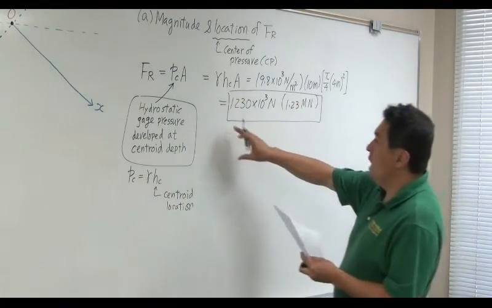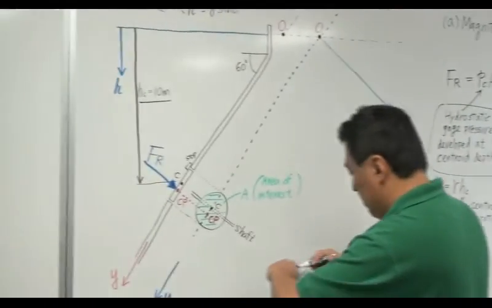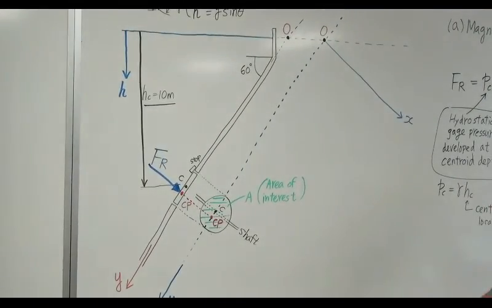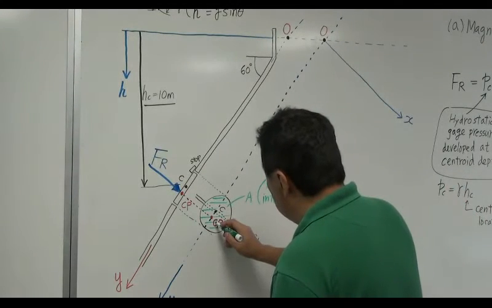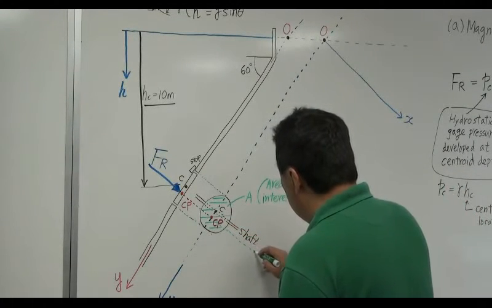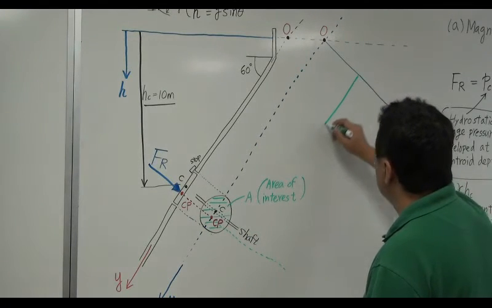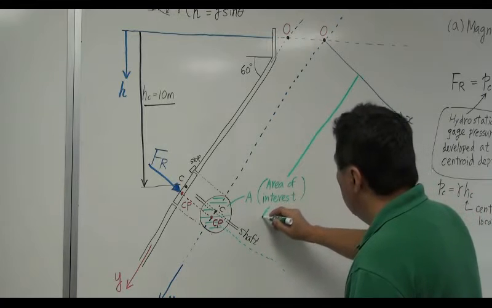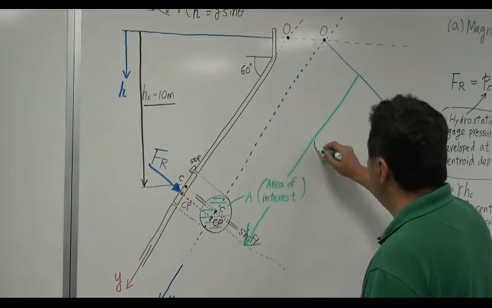So where does that FR act through, which is the center of pressure? So we are interested in the location of it. Okay. So the location of the center of pressure measured from the surface of the water is this. This is YR.